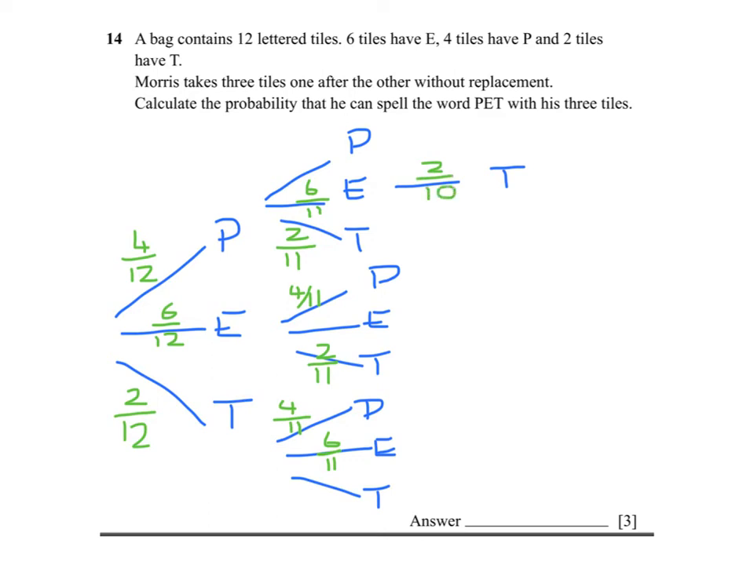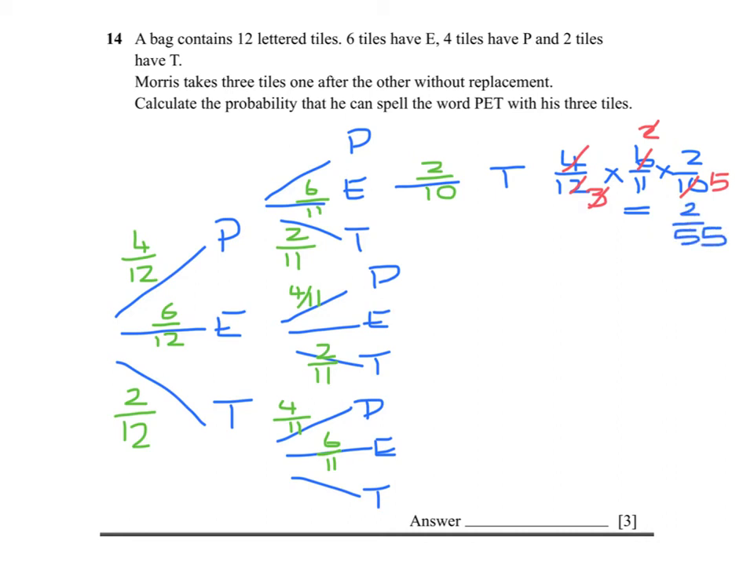So the probability here will be 4/12ths times 6/11ths times 2/10ths, which gives me, when I cancel the 4 and the 12, a 3. 3 goes into 6 twice and 2 goes into 10 5 times. So that gives me 2/55.